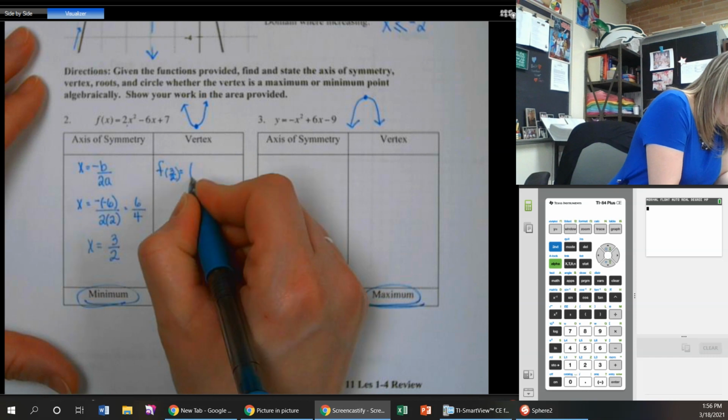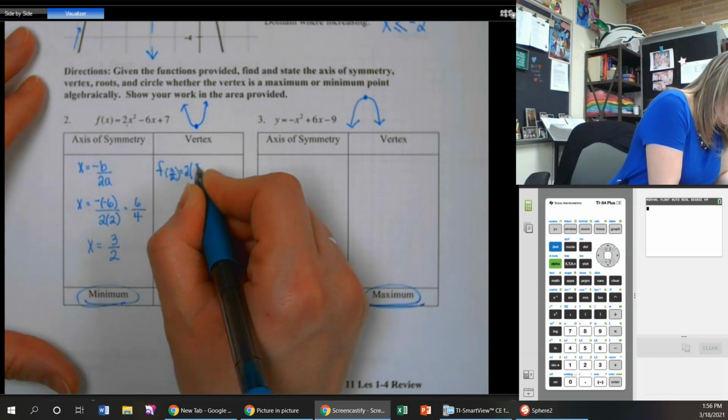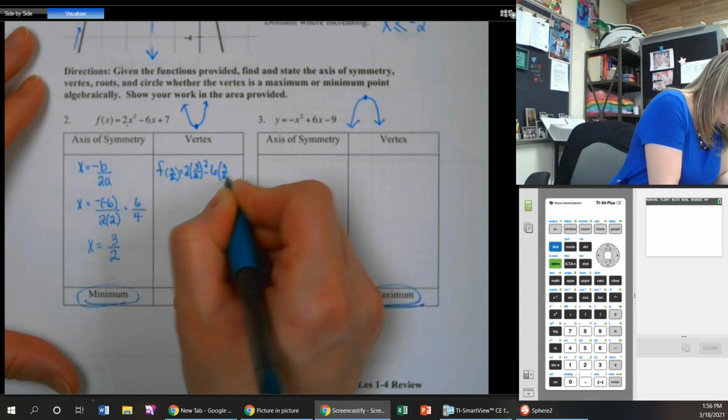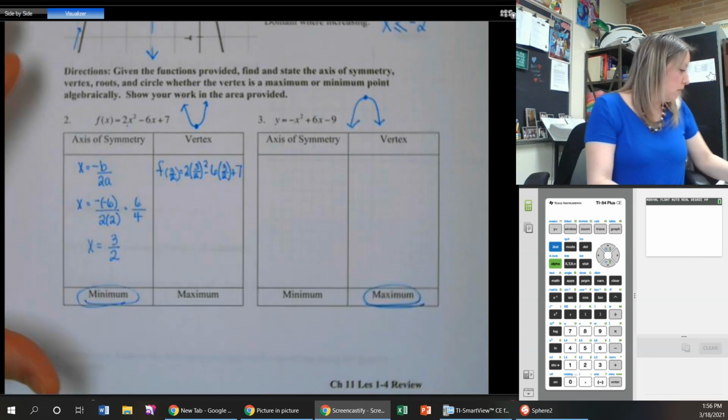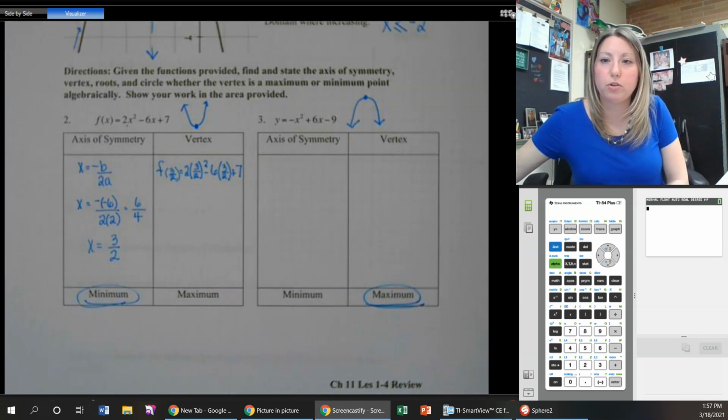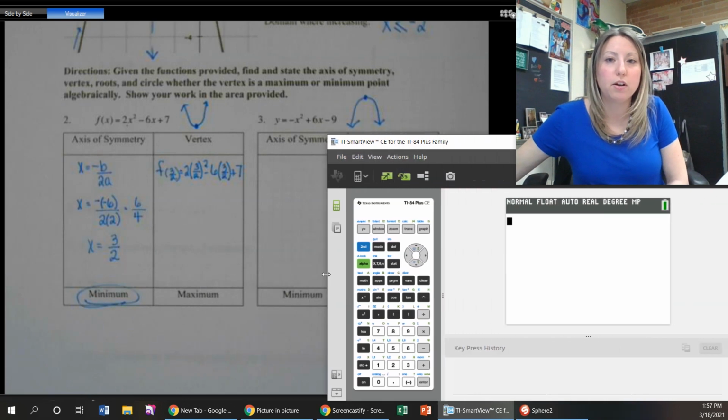All right, and I'm just going to replace it everywhere. So 2 times (3/2) squared minus 6 times 3/2 plus 7. All right. Oh, graphing calculator on screen. How about we use that guy? Otherwise, he's just sitting there. We don't want to let him just sit there.